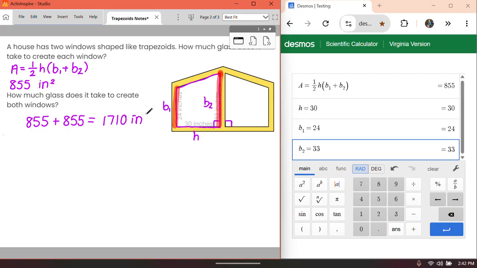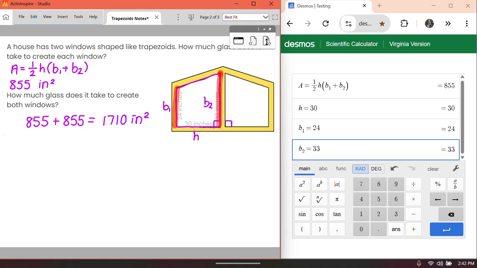1,710 inches squared. And that's a good little intro to what we're going to be doing next, which is putting together multiple shapes. So if I know the trapezoid on the left is 855 and the trapezoid on the right is 855, let's just add them together. And boom, there's my answer.